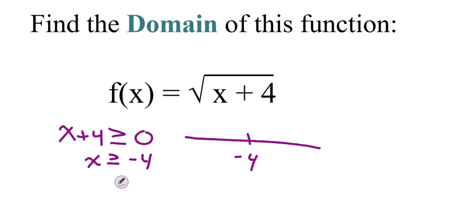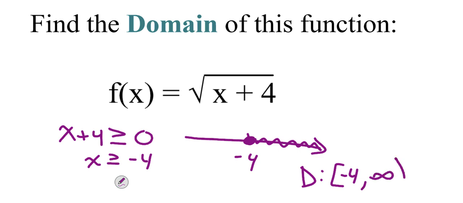I go ahead, put my circle on my number line. Greater than or equal to goes this way. Once I have that visual, it's really easy for me to see that the lowest my x can be, the least number, is negative 4. There's a closed circle that matches up with our bracket, and then we go on all the way to infinity. We always use parentheses for infinity.